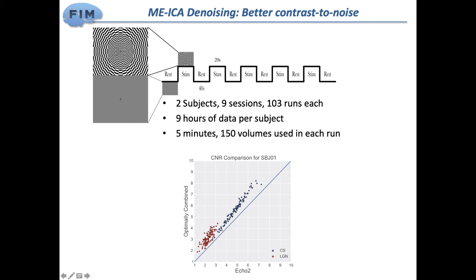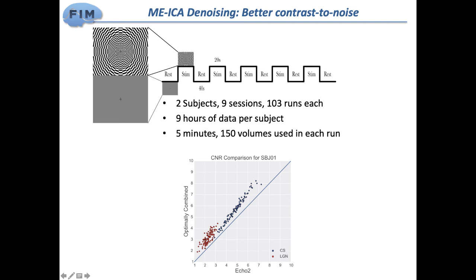Those are the red dots. What I'm showing here is the contrast to noise ratio for that block design task. The first thing to notice, of course, is the LGN has lower contrast to noise than visual cortex, which makes sense because it doesn't respond as robustly to something like a flashing checkerboard. But if you look at echo 2, that's the equivalent of single echo data, versus optimally combined, which is that weighted average.